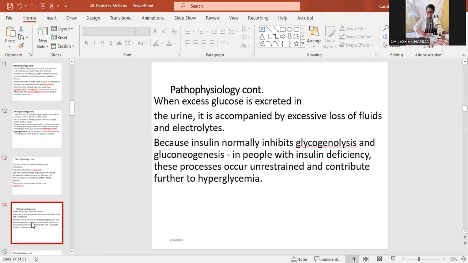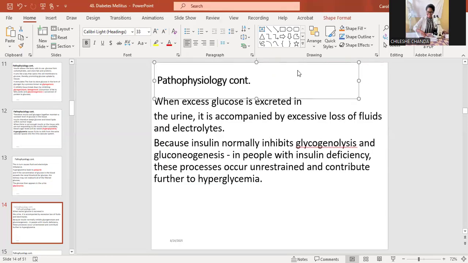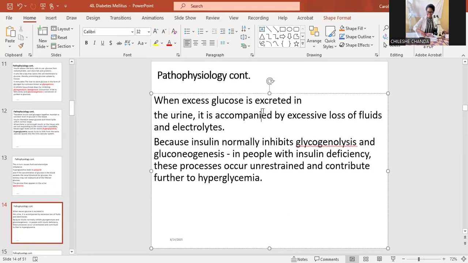When the excess glucose is excreted in urine, it is accompanied by excessive loss of fluids, okay? Because there is so much glucose in the urine, you find that a lot of fluid will go with this sugar, all right? There will be excessive loss of fluids. There will be excessive loss of insulin.